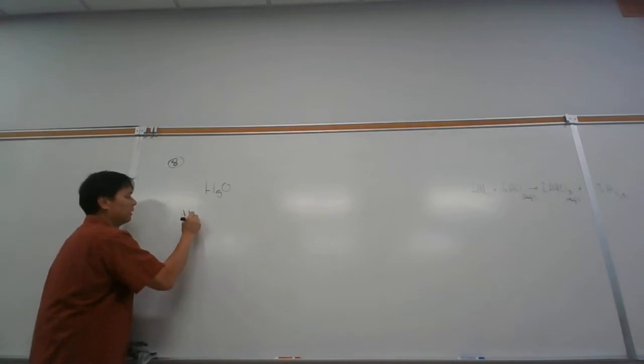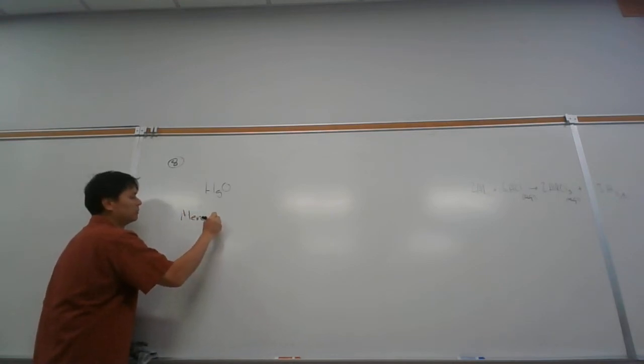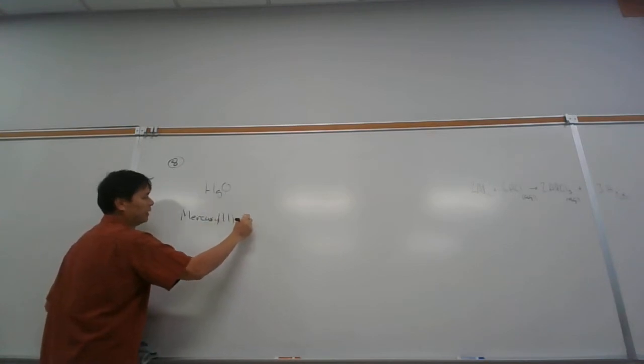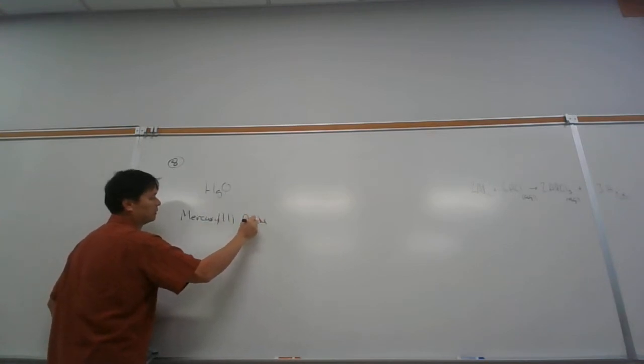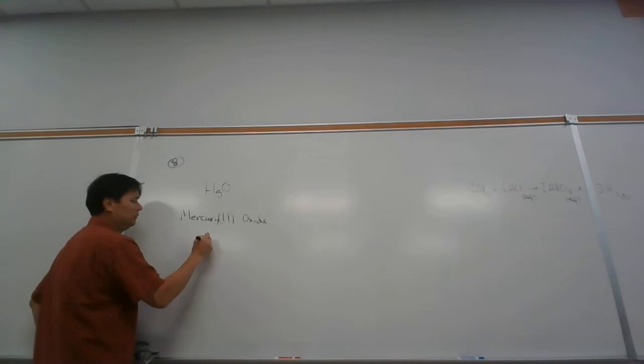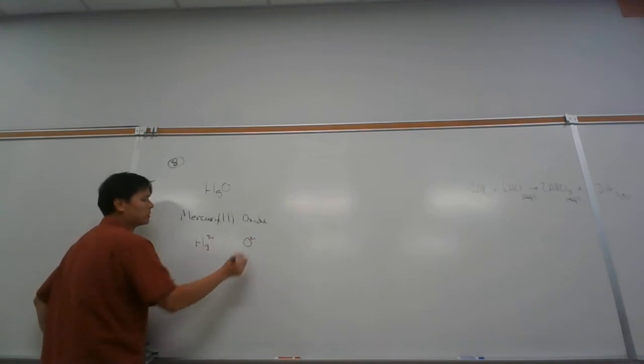Mercury 2. How did you determine that it was mercury 2? Oxygen is minus 2. So mercury is plus 2, and oxygen is minus 2.